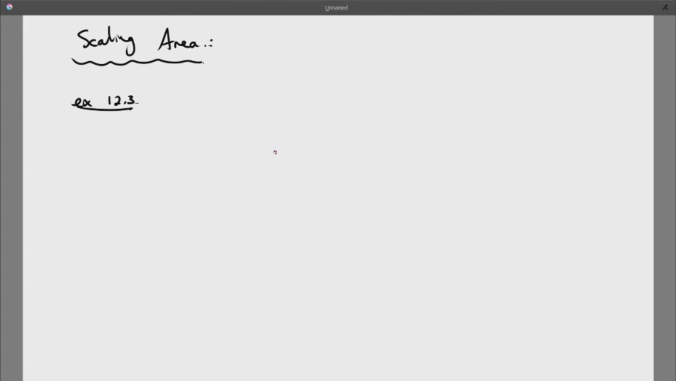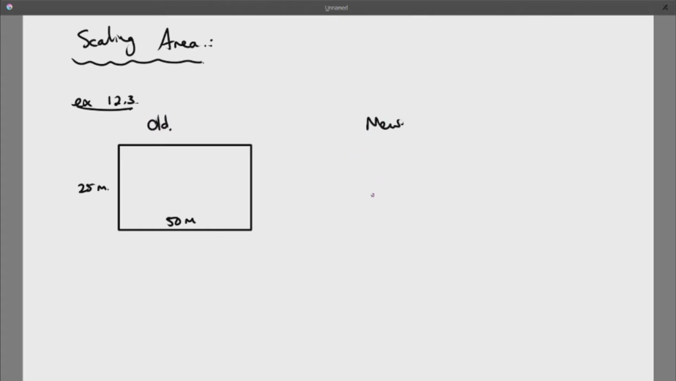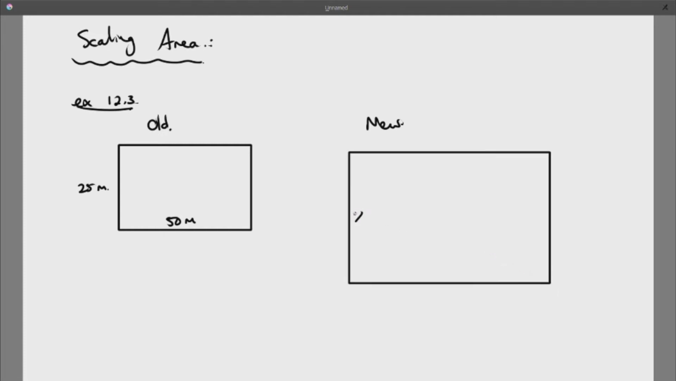I have a 50 by 25 rectangular field. Put it over there, maybe like that. So 50 meters, 25 meters. And the boundaries are increased, or the side lengths are increased by 50%. So that means, this is the original, I'm going to get a new rectangle. By increasing the side lengths, this guy is going to go up 50%, this guy is going to go up 50%, and we'll do the calculations in a second.